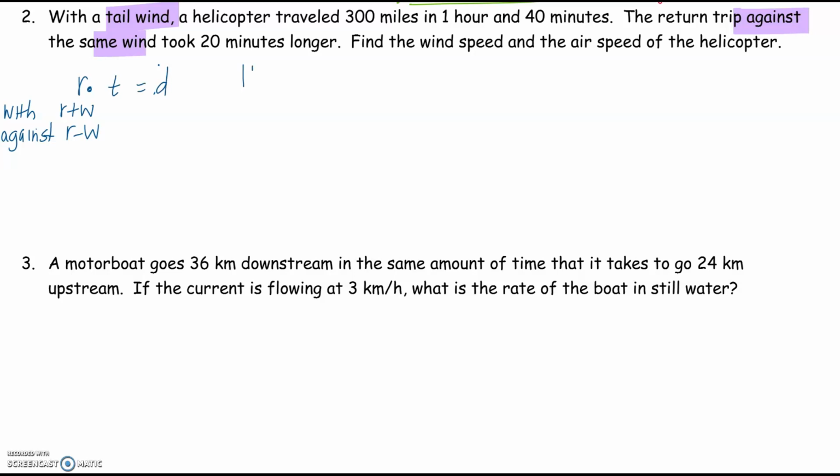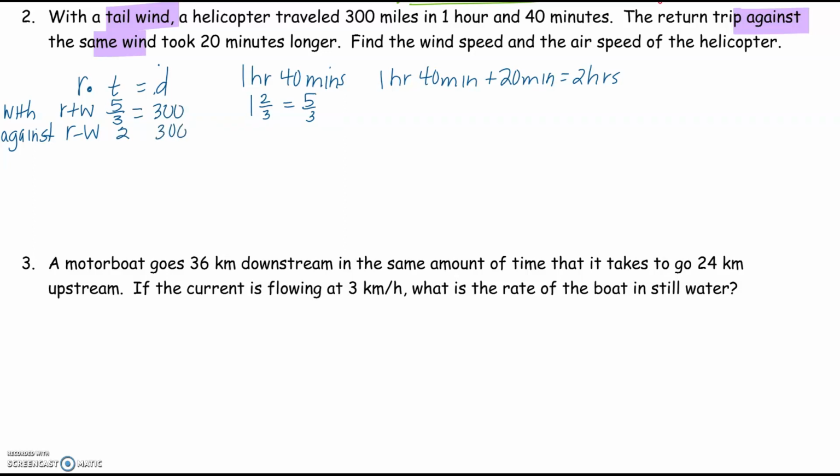with the tailwind was 1 hour, 40 minutes, and 1 hour 40 minutes is equivalent to 1 2/3 hours, which is equivalent to 5/3. I just like to deal with improper fractions for that. If the return trip against the wind took 20 minutes longer, this is going to be 1 hour 40 minutes plus 20 minutes, which gives us 2 hours. So that's going to be 2. What was our distance? 300 miles.